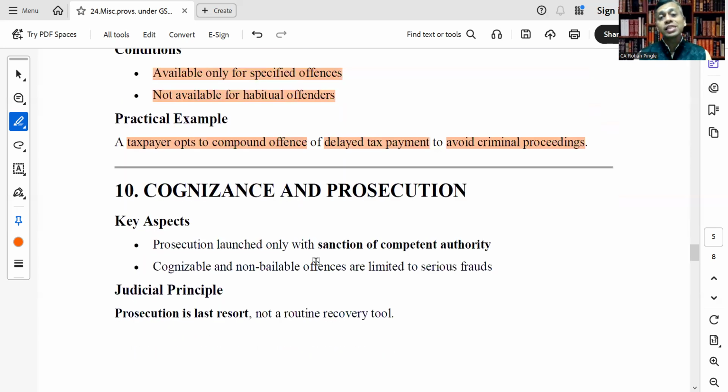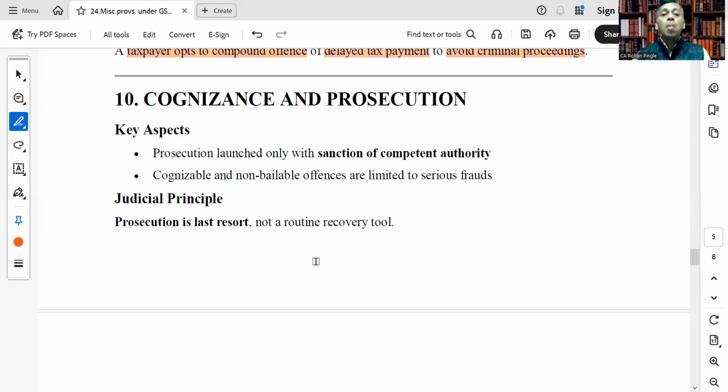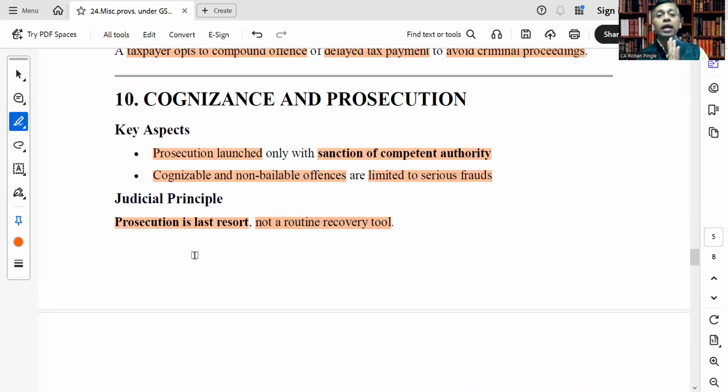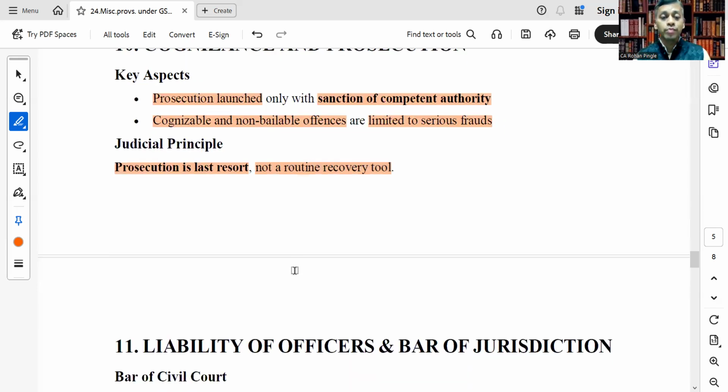Next, cognizance and prosecution. What are the key aspects? Prosecution is launched only with the sanction of a competent authority. Means whenever prosecution needs to be launched, it should be sanctioned by a competent authority only. Cognizable and non-bailable offenses are limited to serious frauds. The judicial principle is that prosecution is a last resort, not a routine recovery tool. Means if other measures are not workable, then only prosecution comes into play.